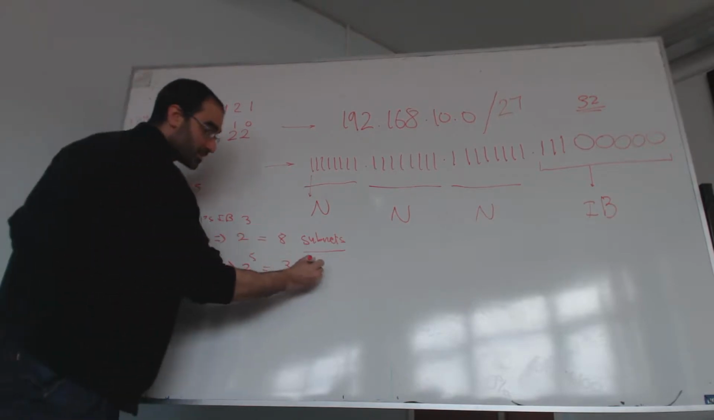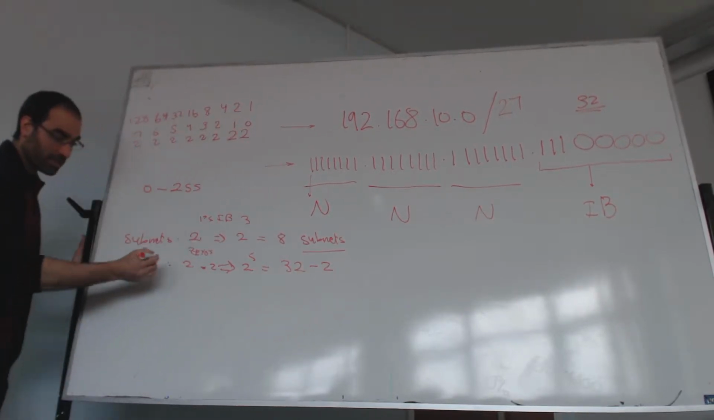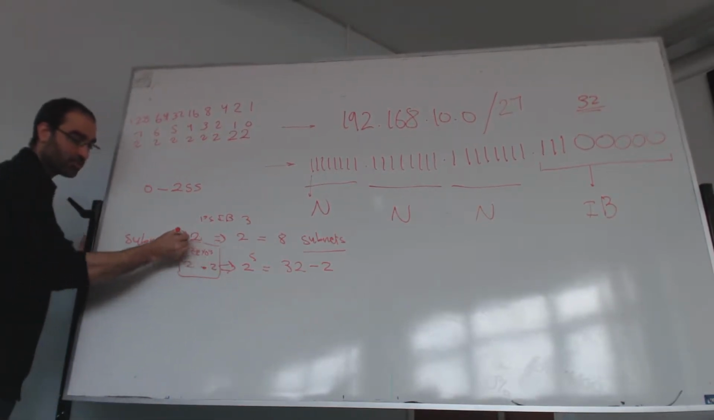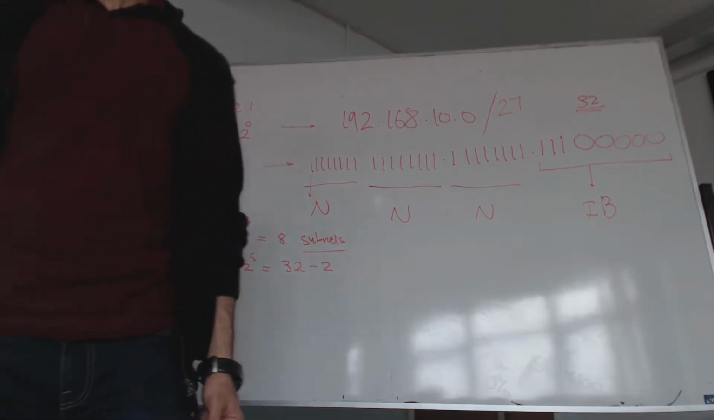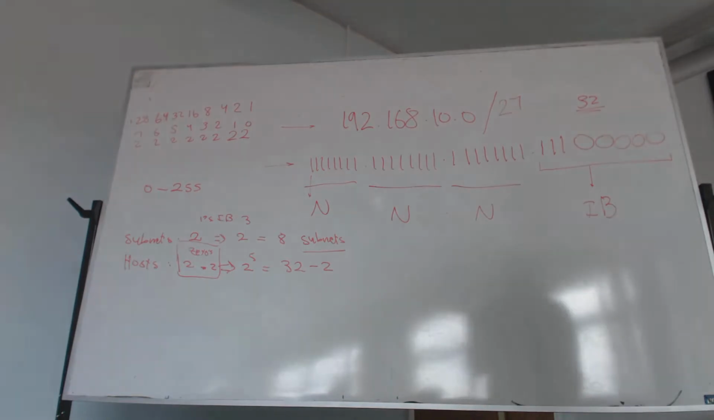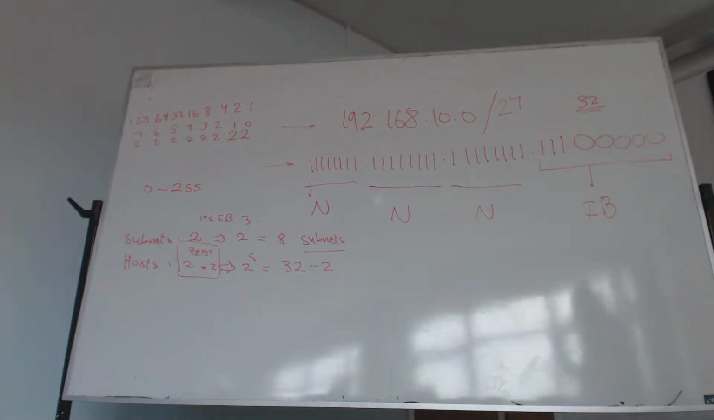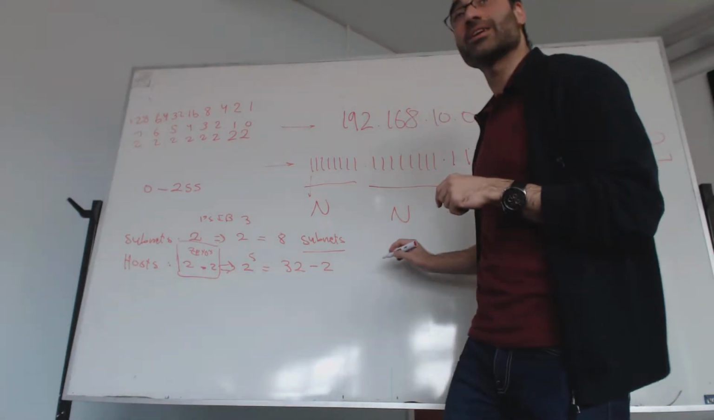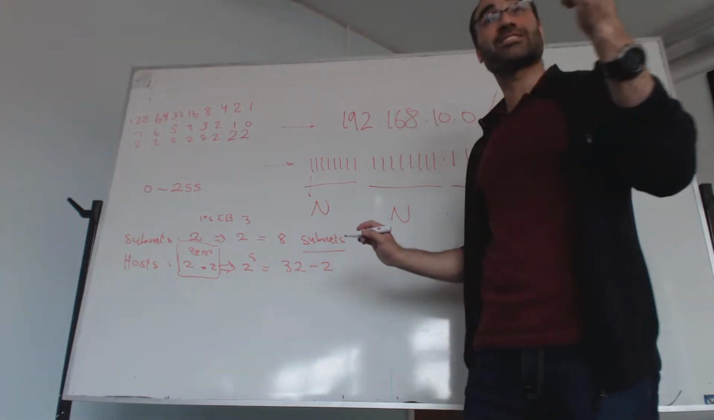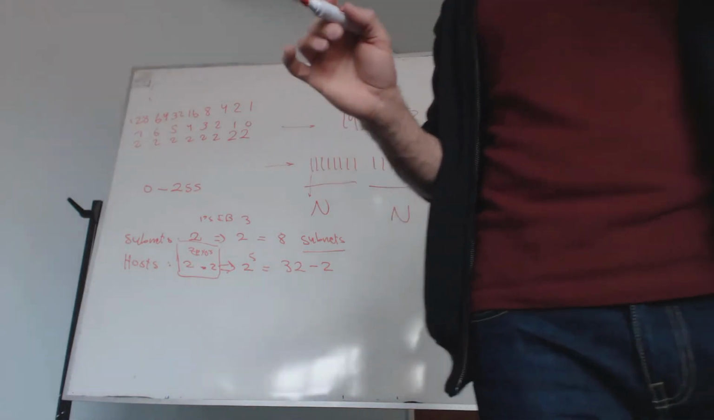32 minus 2. So having completed the actual formula, the formula says 2 to the power of zeros minus 2. What are these two reserved addresses? One is the broadcast, and the other one is the actual subnet address. So each subnet has an address, and that needs to be written down.